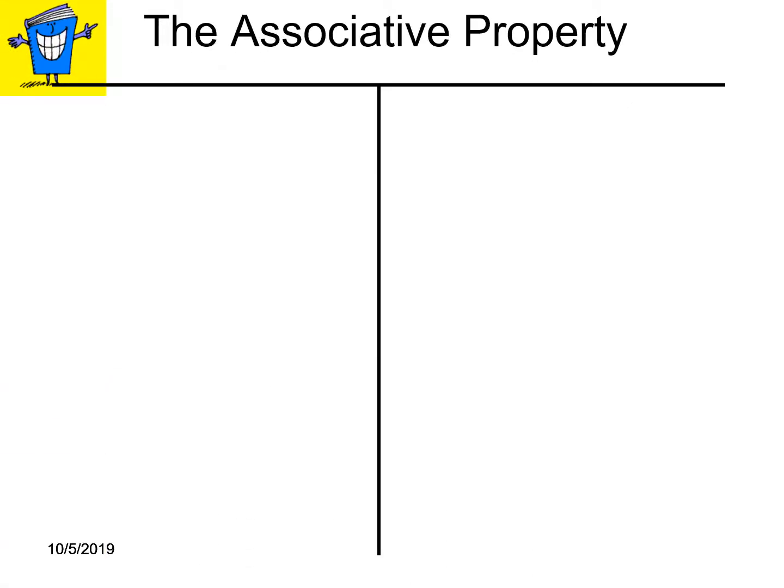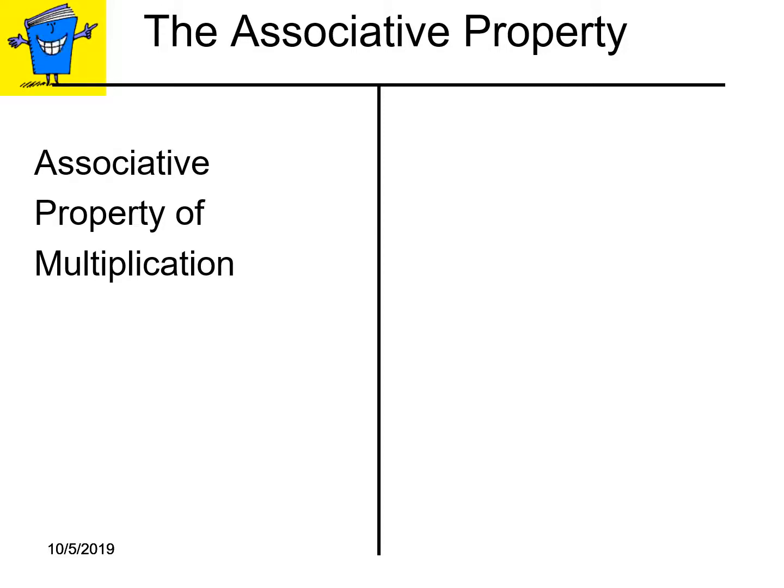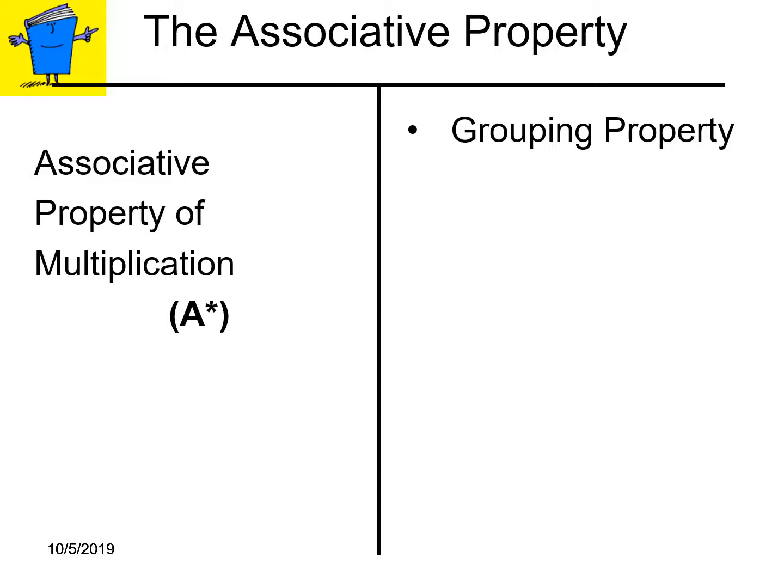Okay, let's look at the associative property of multiplication now. We're going to abbreviate that A star. The associative property of multiplication is a grouping property. And this property says that if you multiply 3 or more numbers together, that no matter how you group them, your product is still going to be the same.